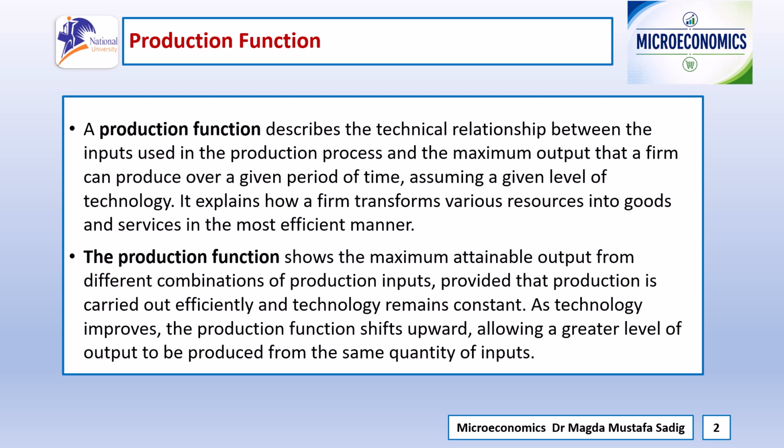Think of a bakery. The baker combines flour, sugar, labor, ovens, and electricity to produce bread. If the bakery improves its technology by purchasing better ovens, it can produce more bread using the same amount of flour and labor. Therefore, improvements in technology shift the production function upward.